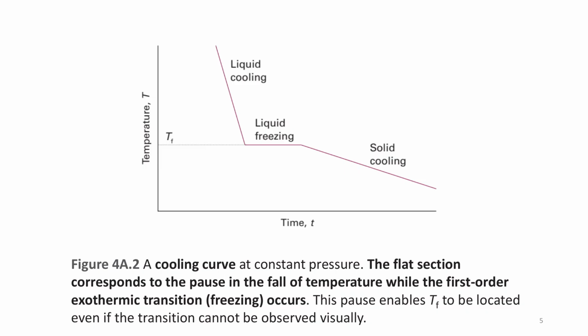In a real experiment, the curve may show supercooling. The liquid briefly falls below its equilibrium freezing temperature before nucleation begins. Nevertheless, the transition plateau gives a robust way to locate the equilibrium freezing temperature even when the formation of solid is difficult to observe directly.